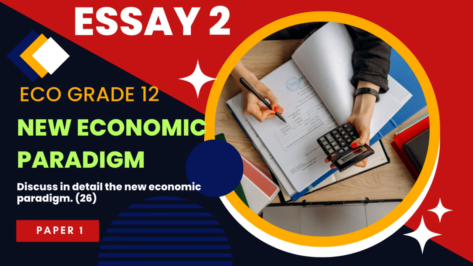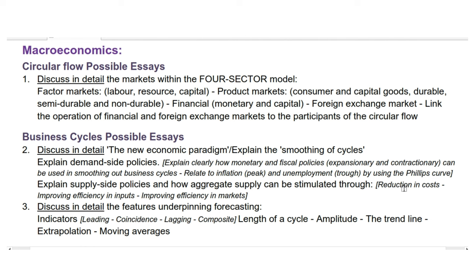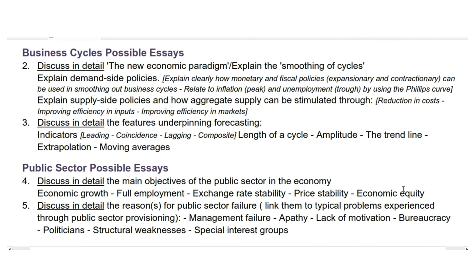26 marks. Under business cycles, we have two essays, which on our list are essays 2 and 3. Essay 2. Discuss in detail the new economic paradigm. Explain the smoothing of cycles. A. Explain demand-side policies. Explain clearly how monetary and fiscal policies, expansionary and contractionary, can be used in smoothing out business cycles. Relate to inflation, peak, and unemployment, trough, by using the Phillips curve. B. Explain supply-side policies and how aggregate supply can be stimulated through reduction in costs, improving efficiency in inputs, improving efficiency in markets.